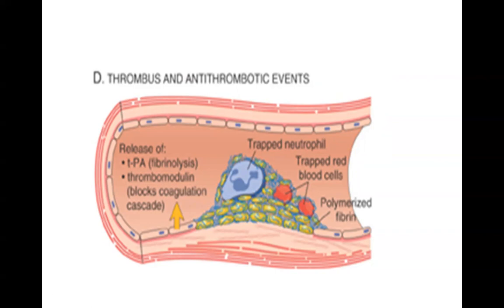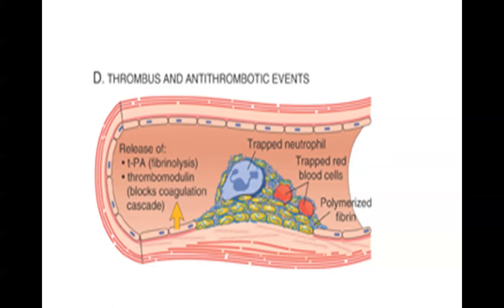Having said that, this is what happens normally, but we are not going to discuss normal things. This is just a review of the normal things that we covered in the HLS block. We are going to take that knowledge and apply it in pathology now. So an inappropriate activation of this fibrinolytic system or thrombotic system is going to lead to more and more clot formation. And how that happens, we will discuss.